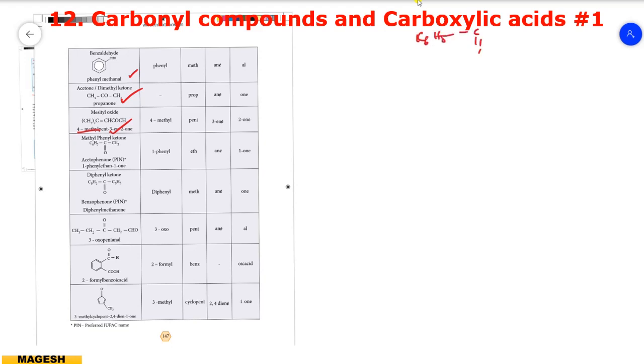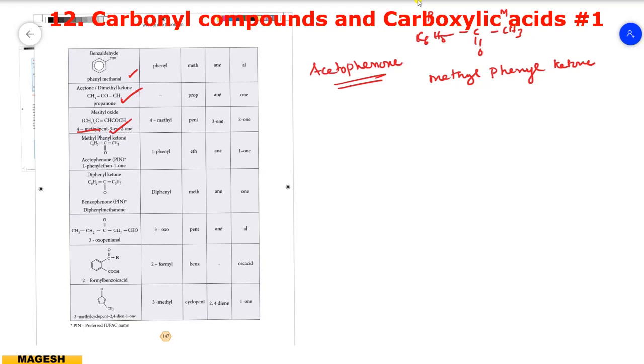Next one, the ketone is C6H5, C double bond O, CH3. So the common name is dialkyl ketone. One side it is a methyl group, and the other side it is a phenyl group, you know well. So alphabetically methyl first, so methyl phenyl ketone. And the IUPAC name, they are known as phenone. So an acetyl group is present, so it is acetophenone. So it is an accepted IUPAC name.